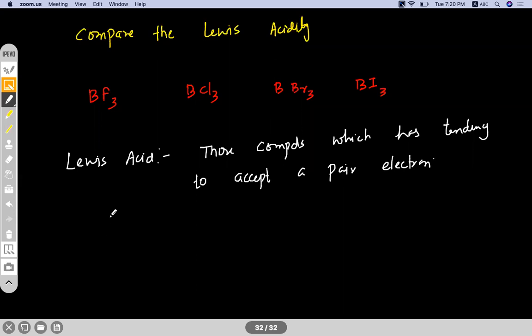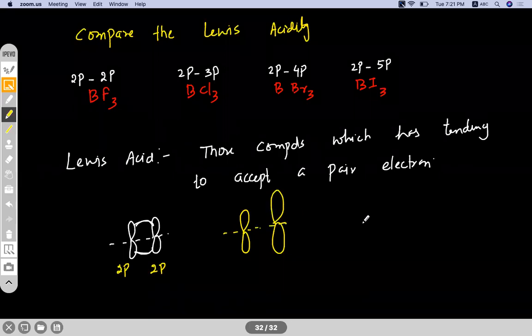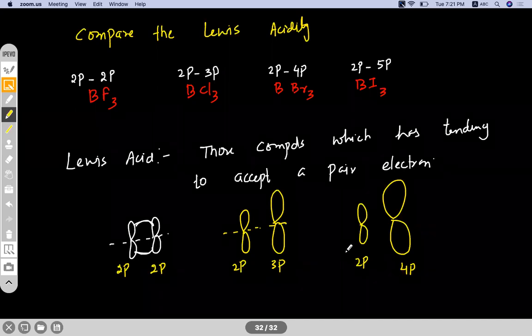If you look at these molecules, in BF3 the boron has a 2p orbital and fluorine has a 2p orbital, so we have 2p-2p overlap. In BCl3 we have 2p-3p overlap, in BBr3 2p for boron and 4p for bromine, and in BI3 2p for boron and 5p for iodine. What do you mean by this? When the orbital sizes are comparable, the overlap is easy and the extent of overlapping is maximum. But when the sizes are not comparable, as in 2p-3p overlap, the overlapping tendency is less because of the size difference. 2p-4p has an even larger size difference. So as the size difference increases, the overlapping tendency decreases.